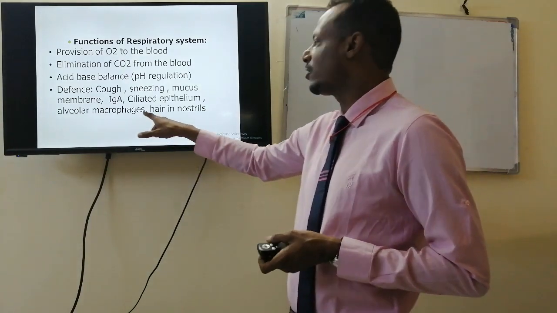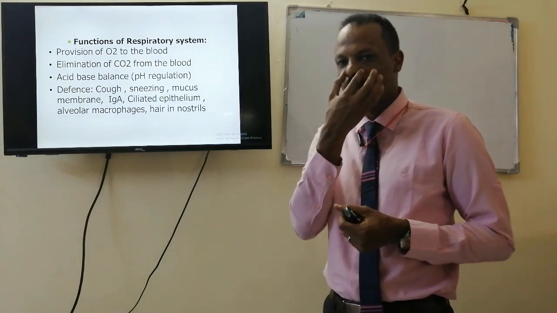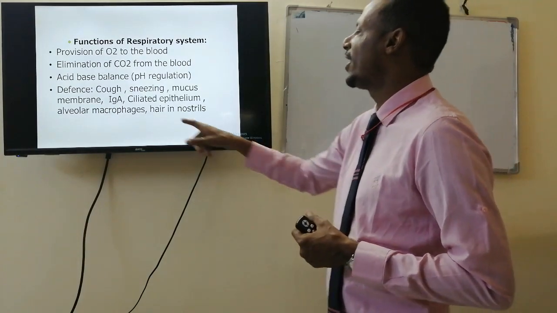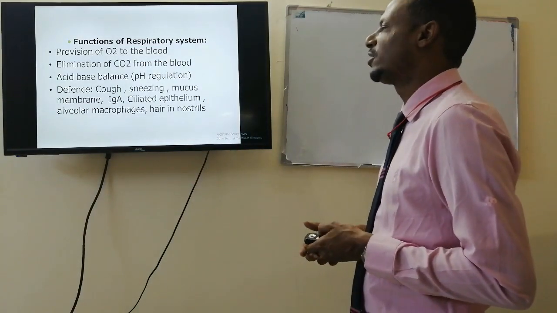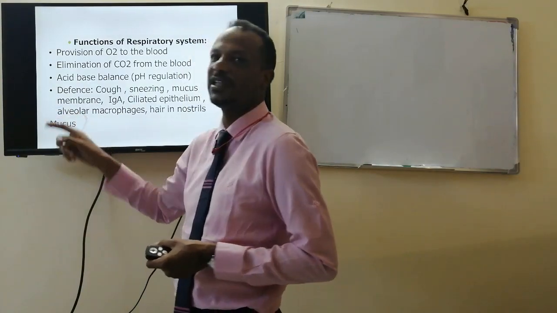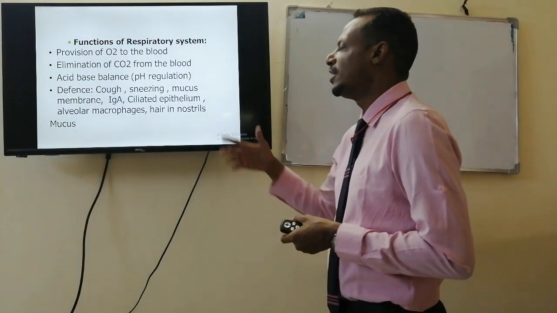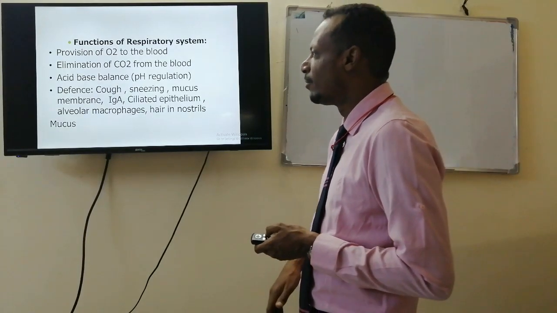Also, one of the protective mechanisms is the hair in the nostrils. Our nose is filled inside with hair. This hair stops or filters the air before entering into our respiratory tract. Also, the mucus that is secreted by our nose is protective by eliminating the foreign bodies and particles.